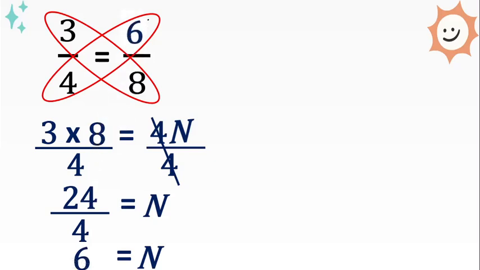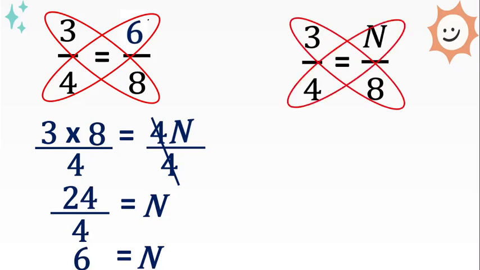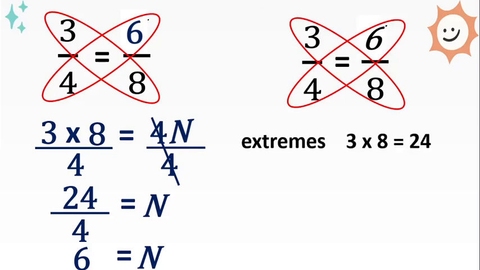So, let's check if tama ang sagot natin. Multiply the extreme and then the means. Palitan si n ng 6. So, extremes is equal to 3 times 8 equals 24. Ang means ay 4 times 6 is equal to 24. So, equal siya. So, therefore, yung missing term dito ay magiging 6. So, tama yung sagot natin.